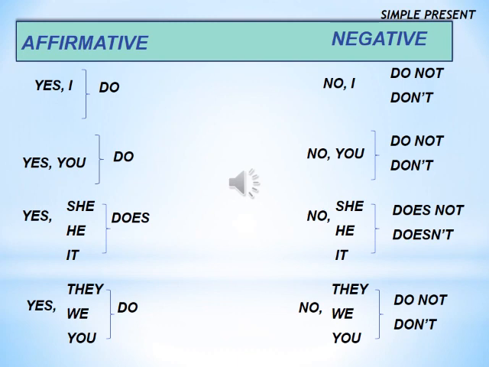In the negative, first you use the word no. Next, the pronoun I. You can use two forms, do not or the contraction don't. No, you, do not, and the contraction don't. No, she, he, it, does not, or the contraction doesn't. And in the plural, in the negative form, no, they, we, you, do not, or don't.